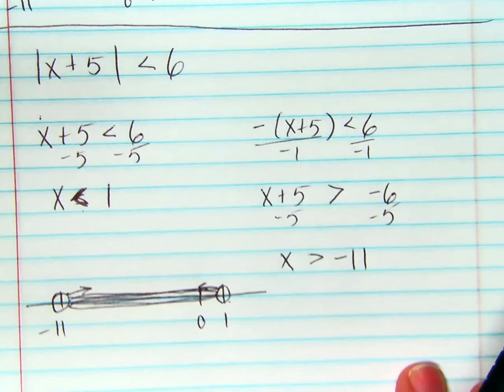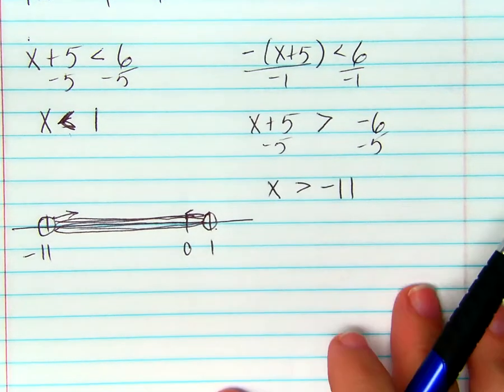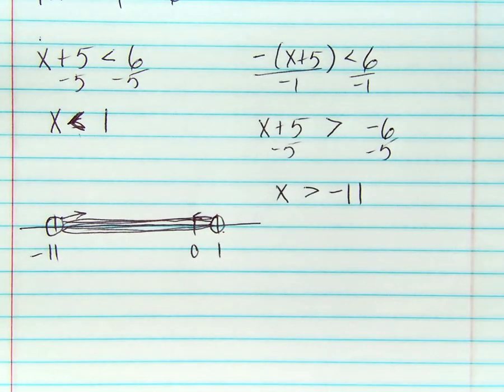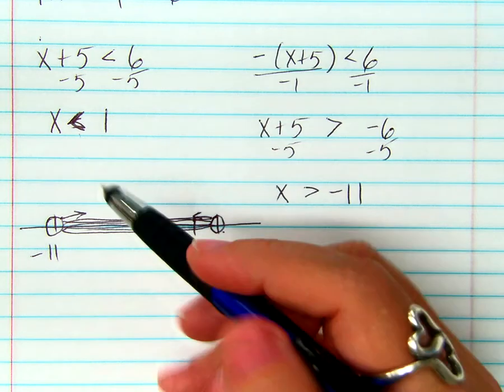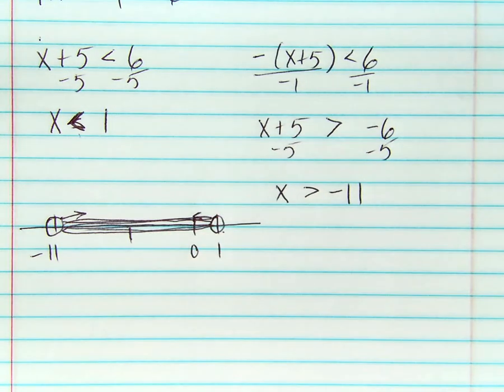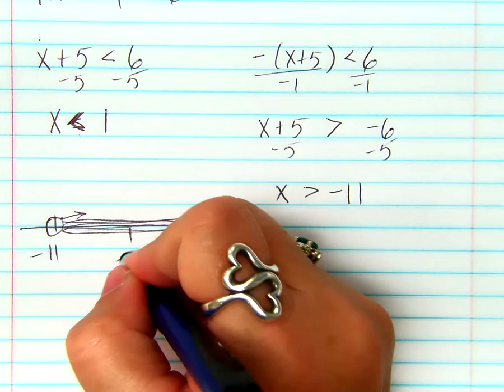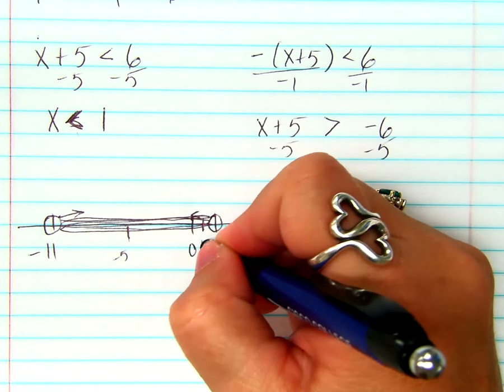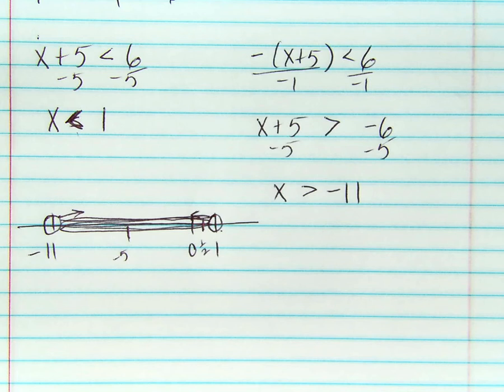Can someone please tell me a possible answer to this inequality? One possible answer. -5. -5 is about right here-ish. Is that part of my answer? How do you know? It's in the shaded part. Okay? What's another possible answer? 1/2, which would be like right there. It's 1/2 in the shaded section. Then it's a possible answer, right?